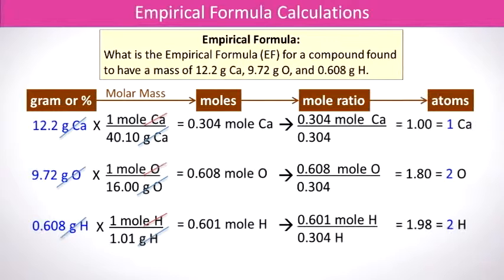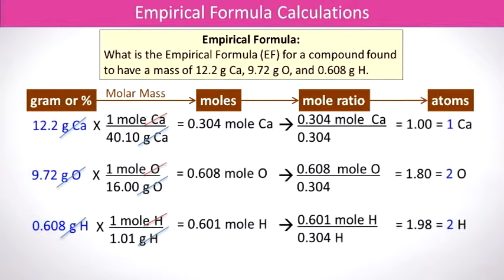What is the empirical formula of a compound found to have a mass of 12.2 grams calcium, 9.72 grams oxygen, and 0.608 grams hydrogen? We start with the givens, the grams of calcium, and we convert that to moles calcium. That is your first step in determining empirical formulas. We must get to a mole ratio.